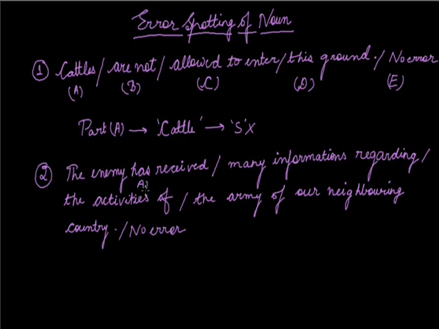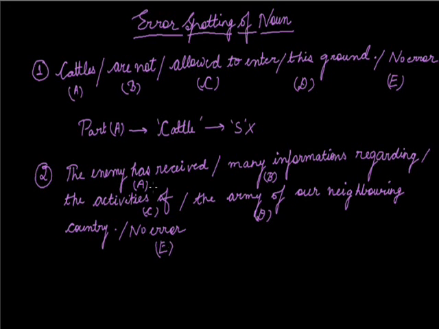This one is part A. This one is B. This part is C. This one is part D. And this is part E, that is no error. Find out the error in the given sentence or the parts of the sentence. In any one part there may be an error and you have to find it out. Find the error. Okay, I tell you.